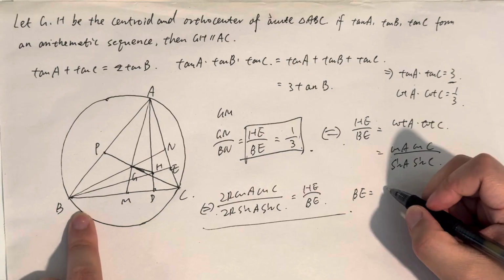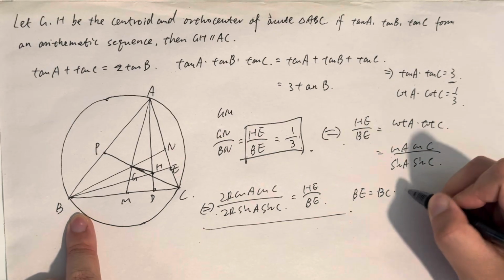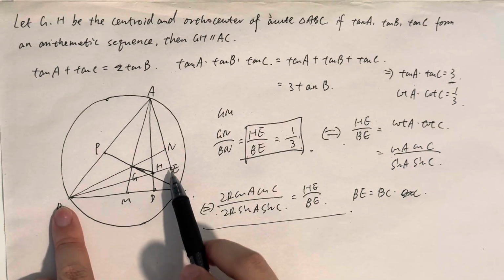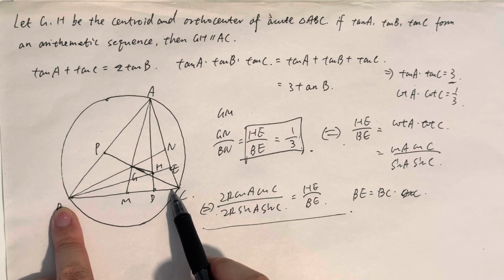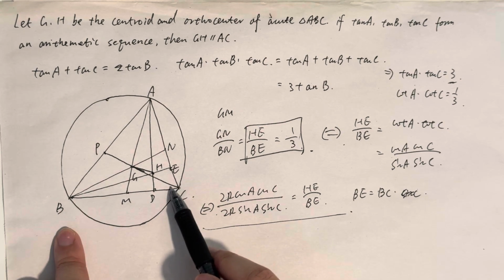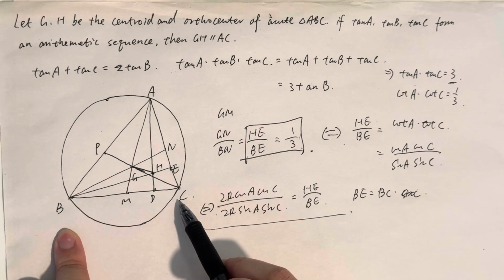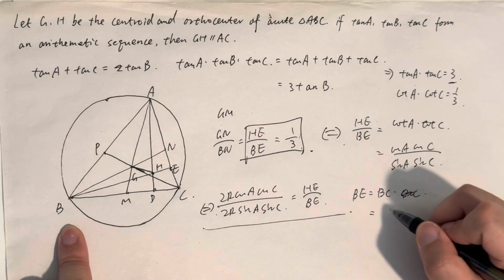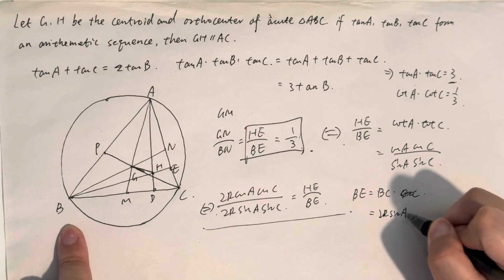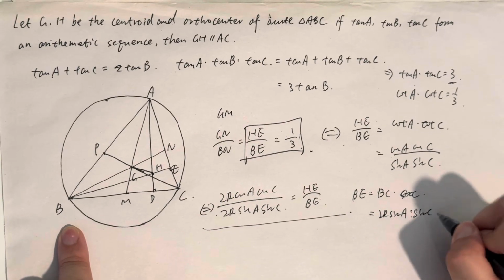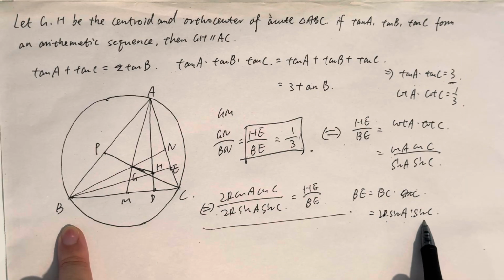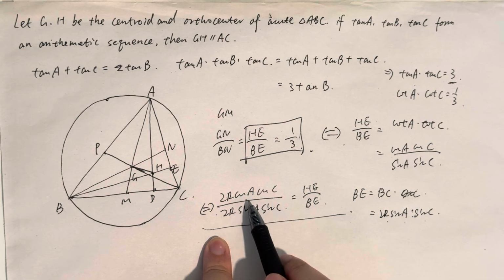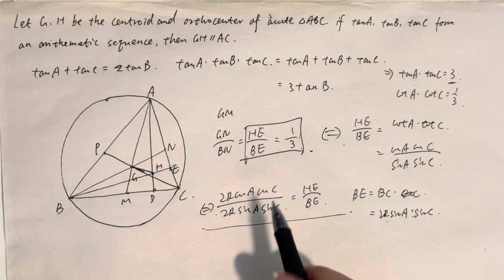BE equals BC times sine C, right? This is B, this is angle C, and BE is perpendicular to AC, right? So BE equals BC times sine C. And what is BC? BC is 2R sine A, which means BE is 2R sine A times sine C. BE equals this one. So we just need to prove that HE equals 2R times cosine A cosine C, right? HE.